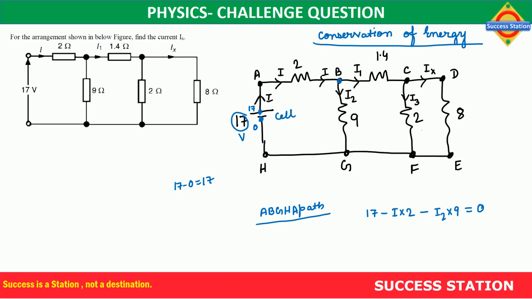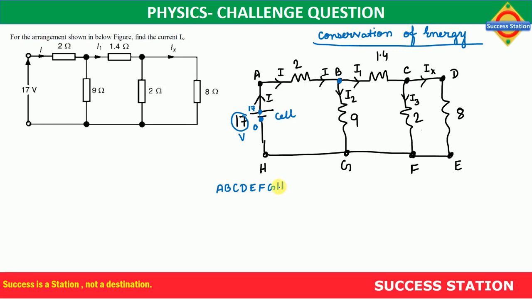You understood this law. Now let's write this law for some other path also. Then I will tell you how to apply this law. I was explaining the basic concept behind the law. Now let's write for which loop? A, B, C, D, E, F, G, H, A. I am taking this loop, A, B, C, D, E, F, G, H, A.